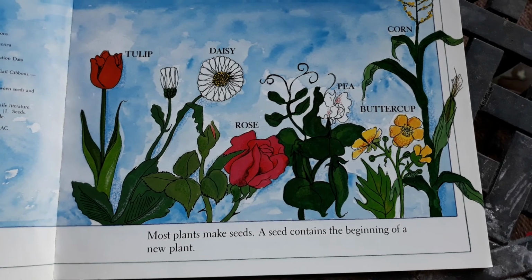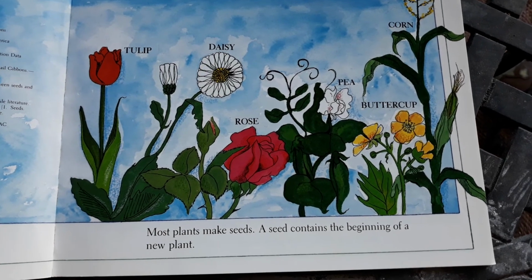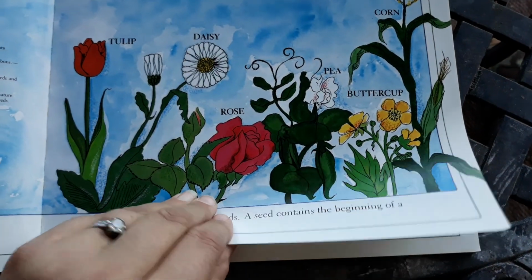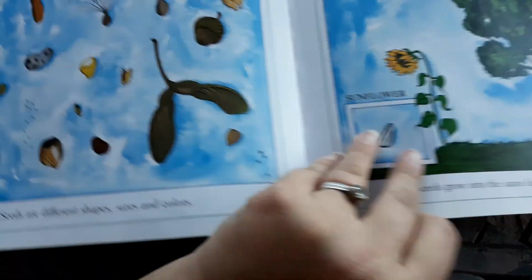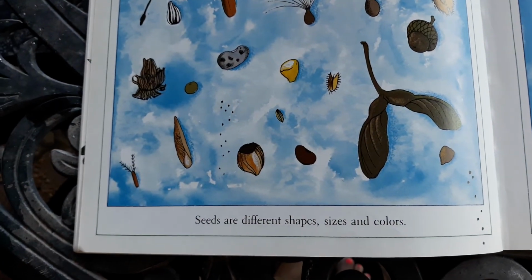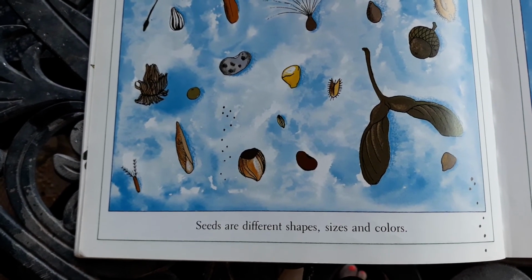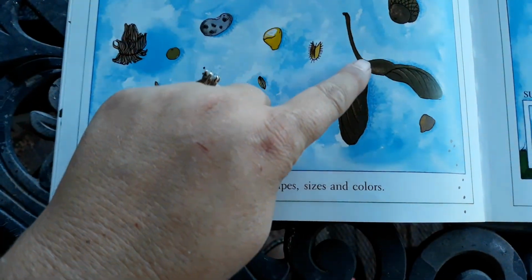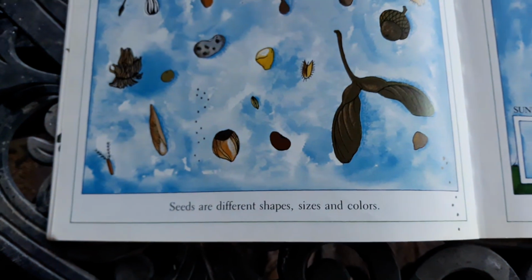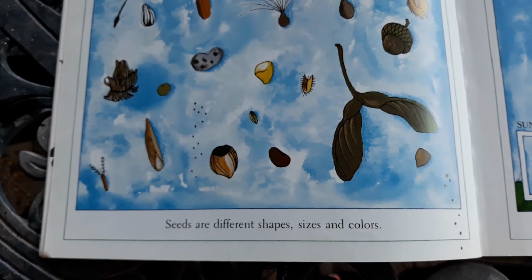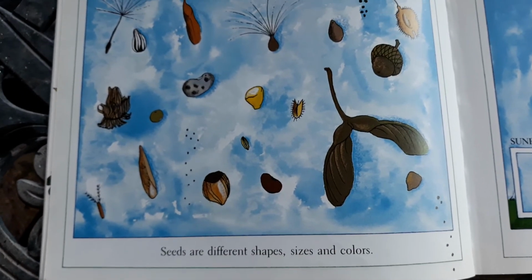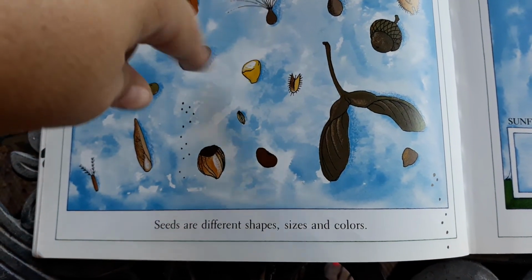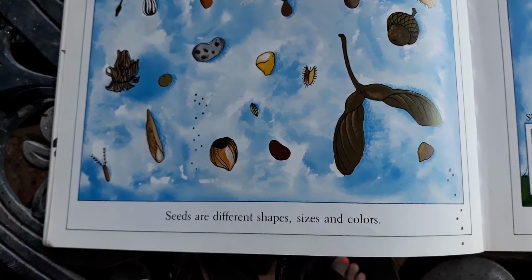Most plants make seeds. A seed contains the beginning of a new plant. Seeds are all different shapes and sizes and colors. Look at how different these are. These are fun. They used to spin to the ground. When we were in Ohio, there were these trees in our neighborhood, and when these fall off the trees, they do a spiral, almost like a helicopter going down.